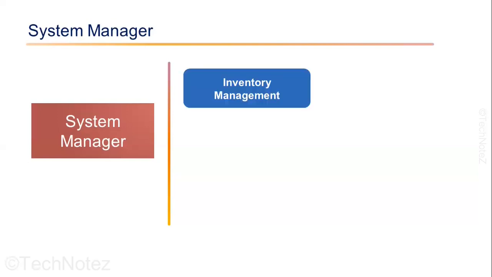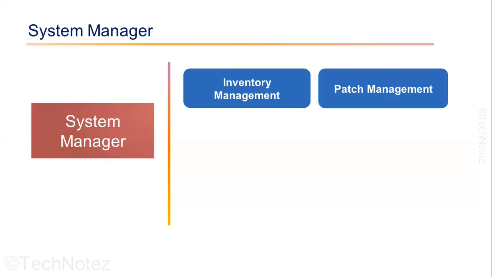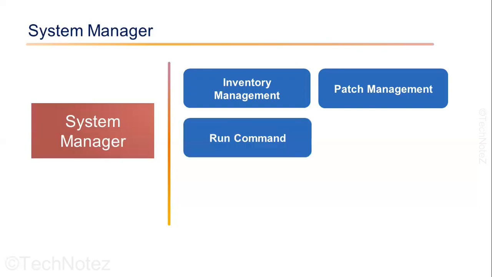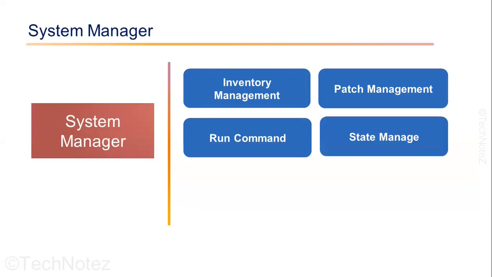System Manager helps you in inventory management, collecting metadata about your AWS resources, software, and operating system. Patch management. System Manager helps you automate the process of patching your EC2 instances, on-prem instances, and other supported AWS resources. Run command. System Manager enables you to remotely execute commands on your instances, including Linux and Windows machines. State Manager. System Manager helps you define and maintain the desired state of your instances.